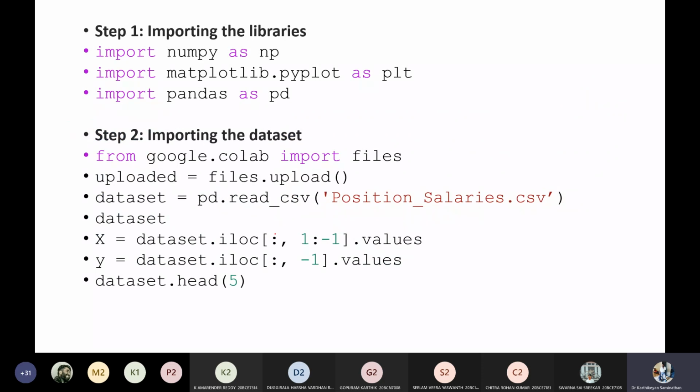Okay. So as usual, what we will do in Colab or Jupyter notebook: we will import the libraries NumPy, Matplotlib and Pandas. Then after importing, you will import the data set. I am importing the data set, Position_Salaries. Then X, I am avoiding the last column, so that is -1, I am avoiding the last column values. Then y is nothing but the same, the last column values. I am printing the first 5 rows in the data set, head of 5.